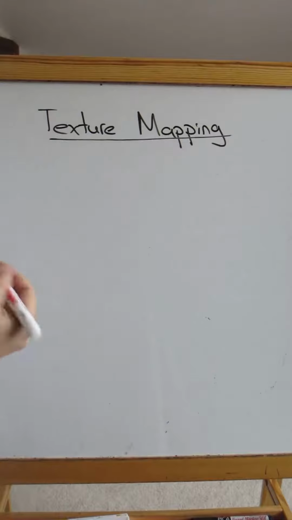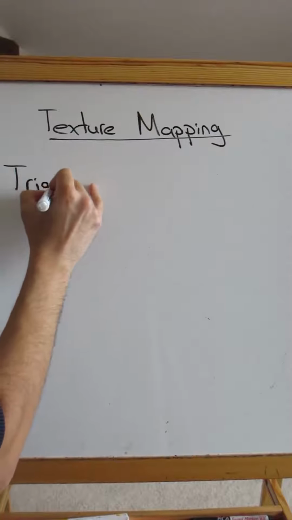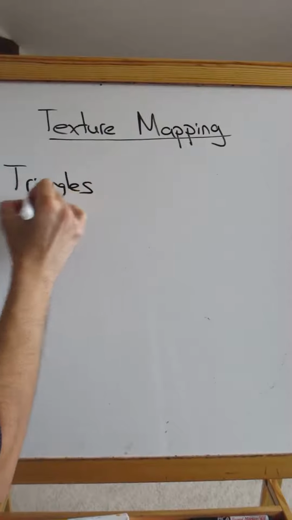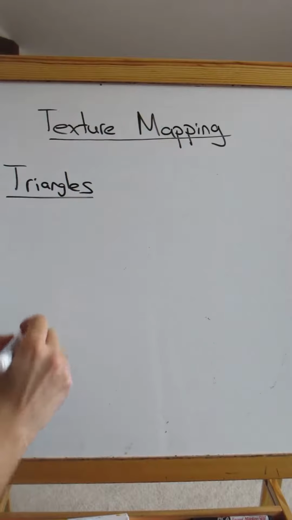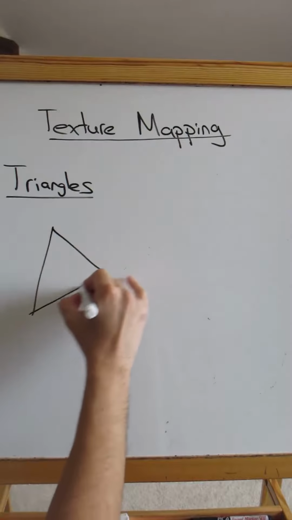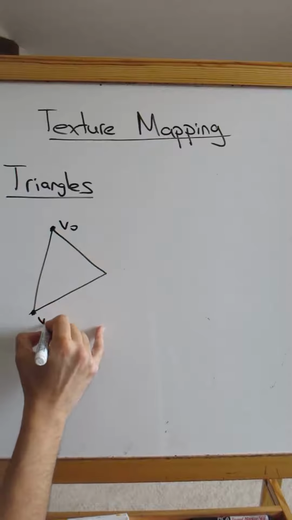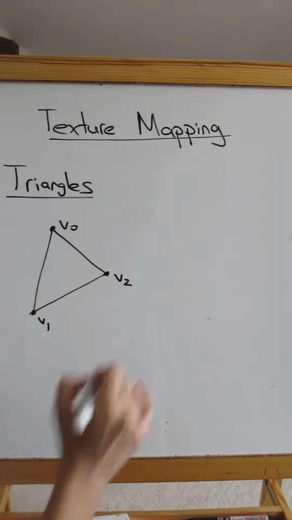Okay, so let's start with the triangles. That's, I think, the easier case. So we have been representing triangles using a very simple representation, 3 vertices, V0, V1, V2.